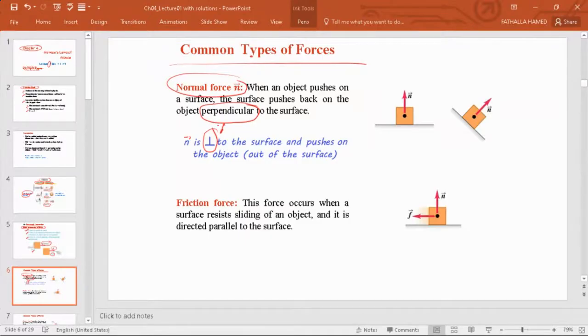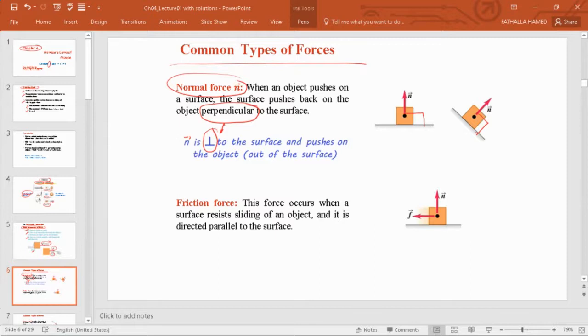Meaning they make an angle of 90 degrees. So in this situation here, you can see the normal force and the supporting surface. The angle is 90 degrees. Now you have a surface here which is at an angle. And again, you can look between the force and the surface, and the angle is 90 degrees.